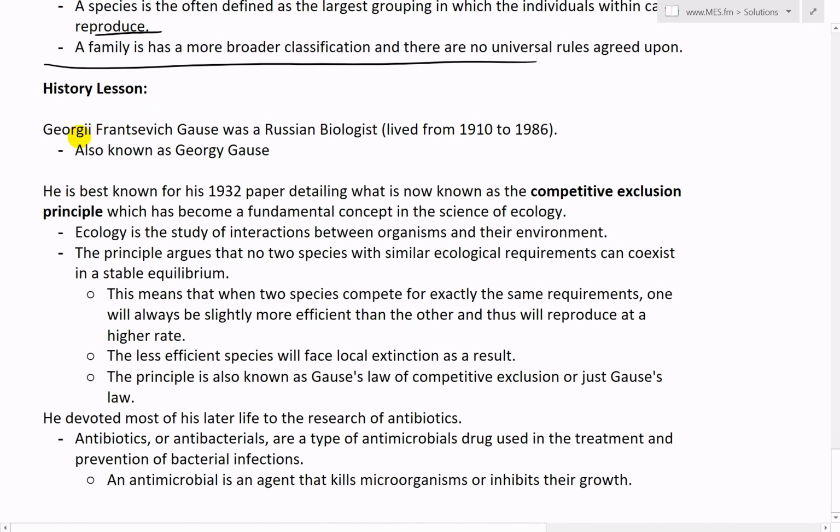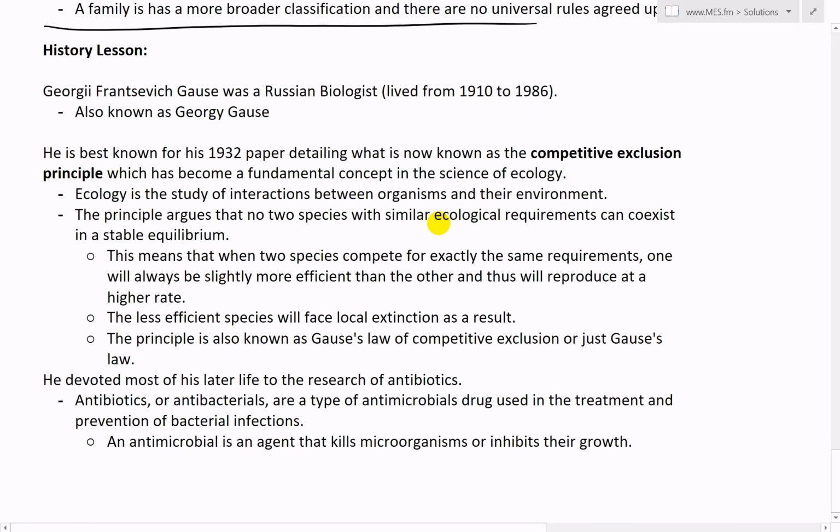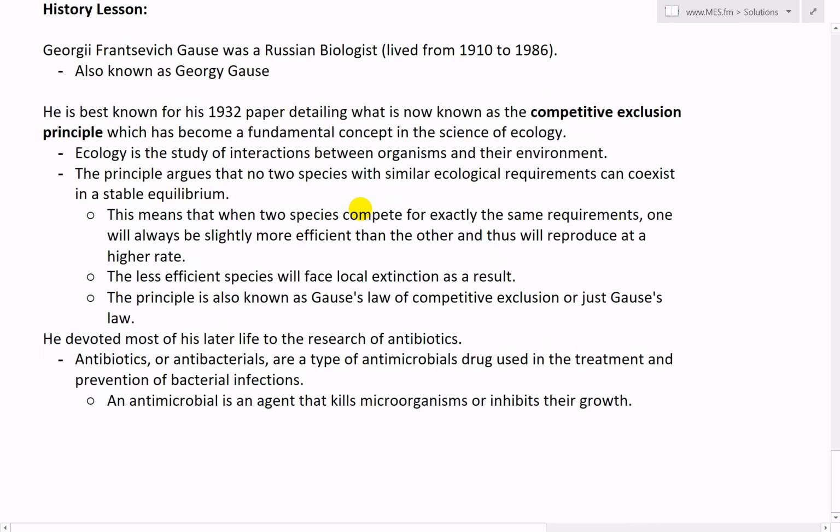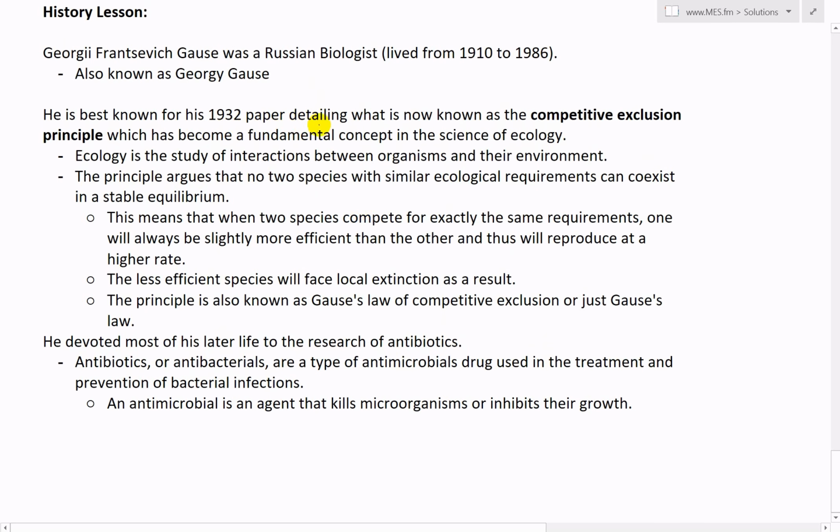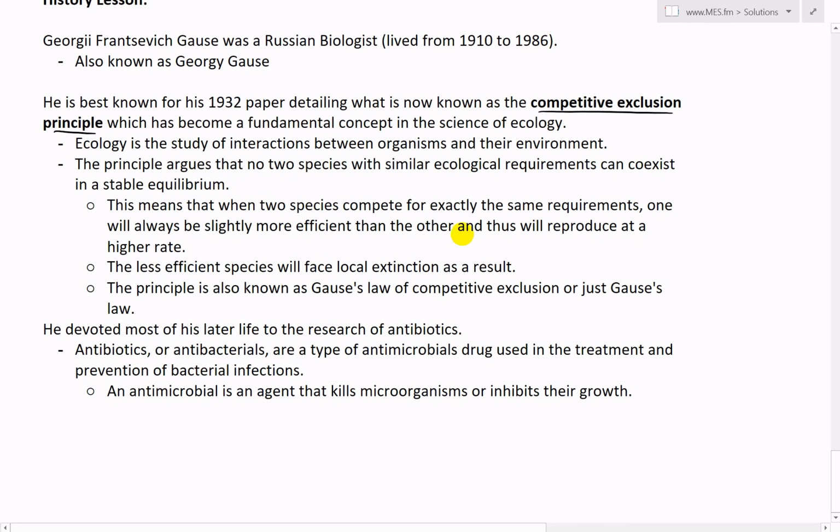His full name is Georgy Frantsevich. Yeah, I think that's how you pronounce it. Gause was a Russian biologist who lived from 1910 to 1986, so about 76 years. He's also known as Georgy Gause. You could spell it like that. He's best known for his 1932 paper detailing what is now known as the competitive exclusion principle, which has become a fundamental concept in the science of ecology.